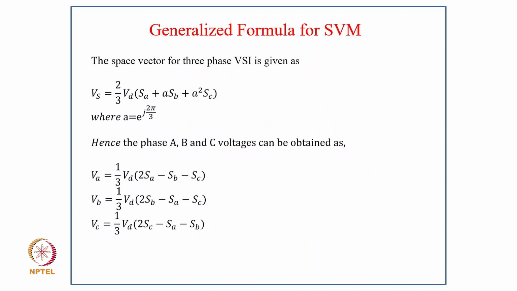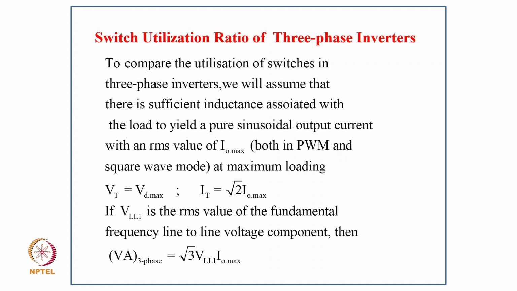So coming to the generalized formula for space vector modulation, the space vector for a 3-phase VSI can be given as Vs equal to 2/3 Vd in bracket Sa plus aSb plus a square Sc, where a equal to e to the power j2π/3. The phase ABC voltages can be obtained as Va equal to 1/3 Vd in bracket 2Sa minus Sb minus Sc, and Vb equal to 1/3 Vd in bracket 2Sb minus Sa minus Sc, and Vc equal to 1/3 Vd in bracket 2Sc minus Sa minus Sb.